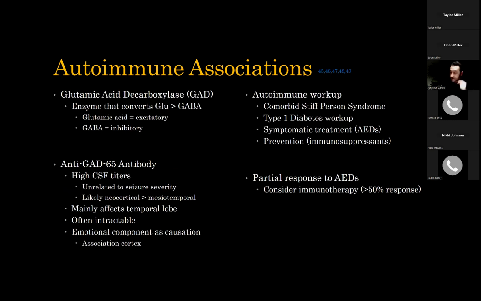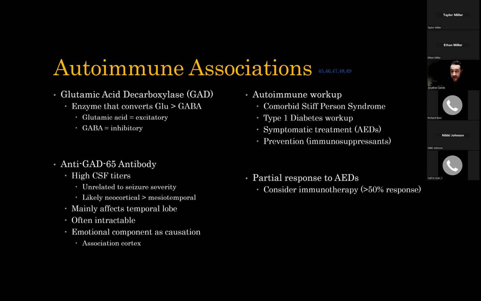Now, what's really interesting, in more recent years, there seems that there could be an autoimmune association to this. In fact, they've discovered an antibody, the glutamic acid decarboxylase antibody, which is an enzyme that converts glutamate, which is an excitatory neurotransmitter, to GABA, which is kind of a chill out neurotransmitter. If there is an antibody against that enzyme that makes the conversion, as seen by high titers in the CSF, it tends to have a pretty good association with musicogenic epilepsy.